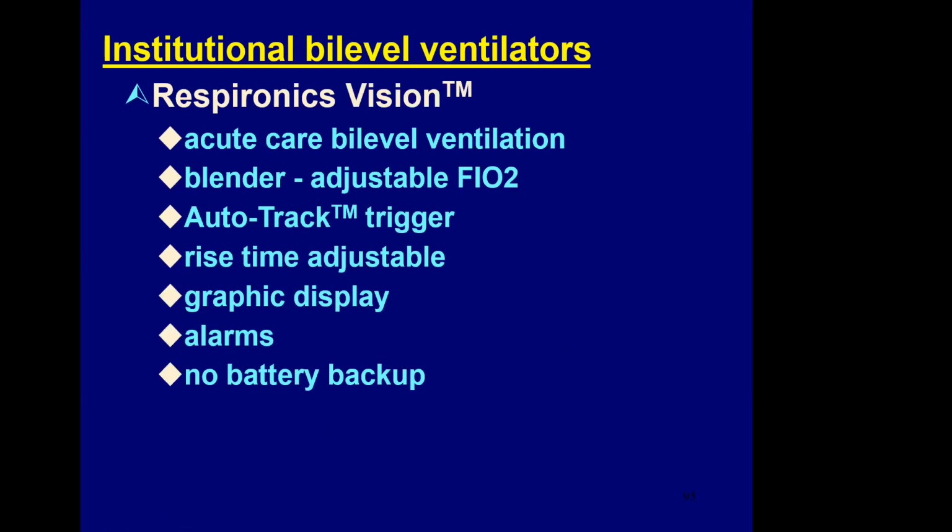The Vision is used for acute care bi-level ventilation. It does have a blender, so the FiO2 is adjustable. It has what Respironics calls auto track triggering, so it's easier for the patient to trigger it. Rise time is adjustable. It does have a graphic display. It does have alarms. The only thing it doesn't have is a battery backup.